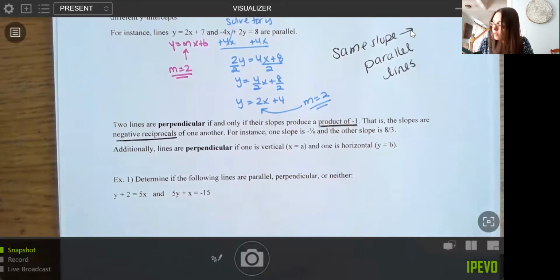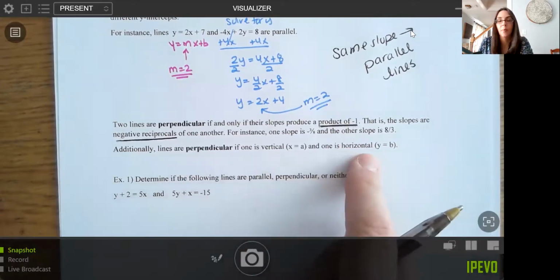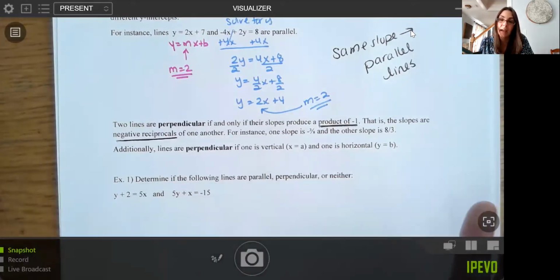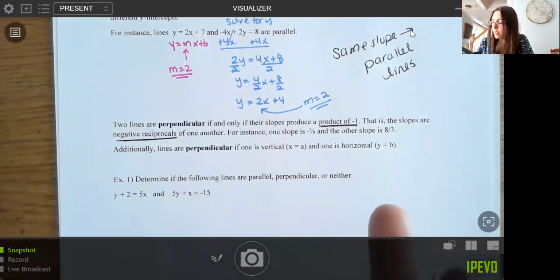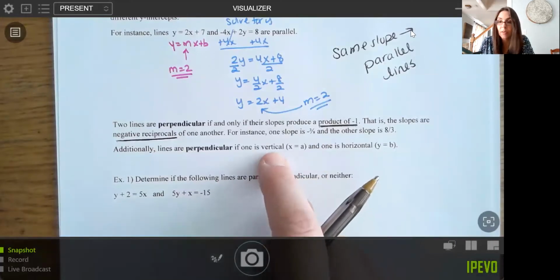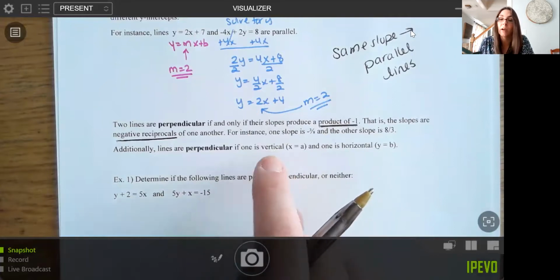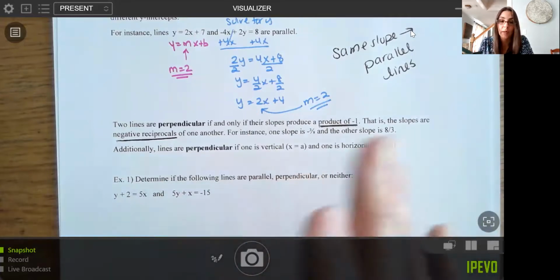One other thing, vertical and horizontal lines are also perpendicular to each other. Again, I'm just throwing those in there extra because vertical lines don't really have a slope that we can talk about because they're undefined. But a vertical line and a horizontal line would be perpendicular to each other as well.